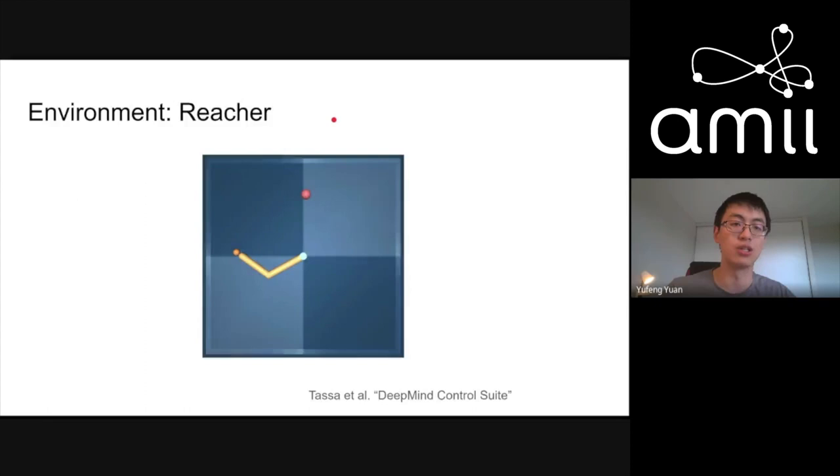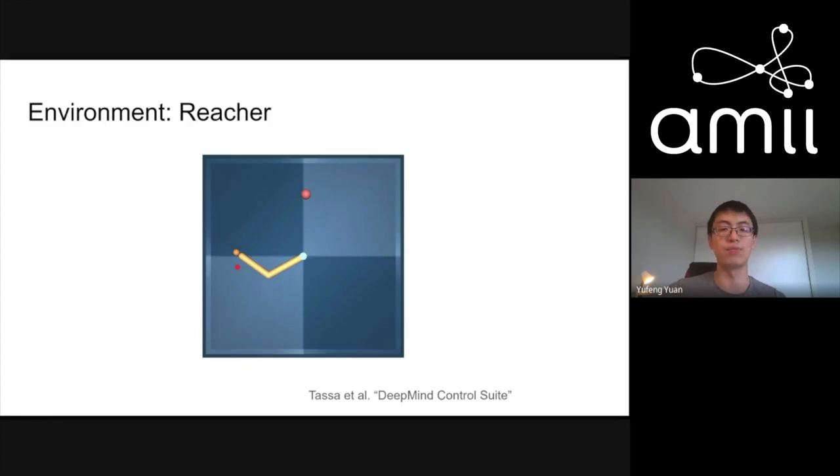So let's start from the environment. We will use this environment, Reacher, from the DeepMind Control Suite as our example to explain what a multimodal observation space is. In this environment, the agent will be controlling this two-joint robot arm. And there's a red dot here you can see, which is randomly generated for every episode. The goal of this task is to reach the red dot, which is the target, as soon as possible with the tip of this robot arm. So this is a reacher task.